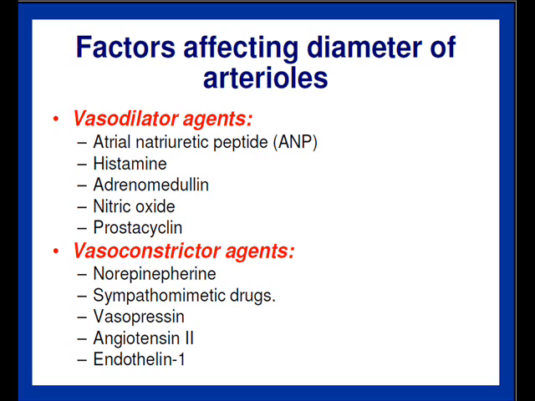Factors affecting the diameter of arterioles: there are many. In terms of vasodilator agents, making the blood vessel bigger, there's atrial natriuretic peptide, ANP, histamine, ones that we all know, nitric oxide is the big one, and prostacyclins. There's no parasympathetics, remember. Vasoconstrictor agents include norepinephrine, sympathetic drugs, vasopressin, angiotensin 2, which we mentioned before, and endothelin 1. All are vasoconstrictor agents that can decrease the radius of the blood vessel.